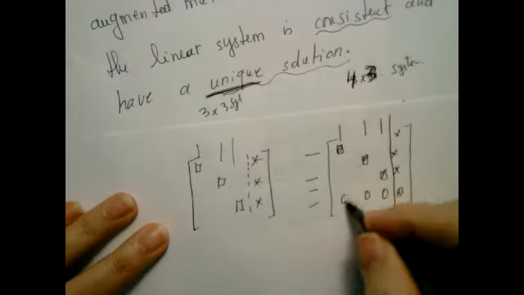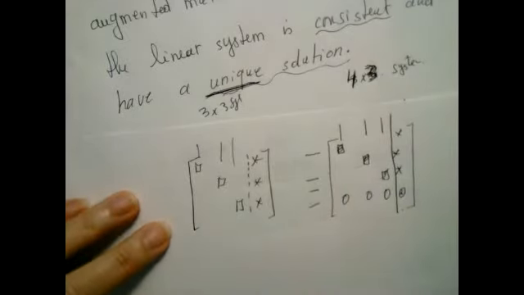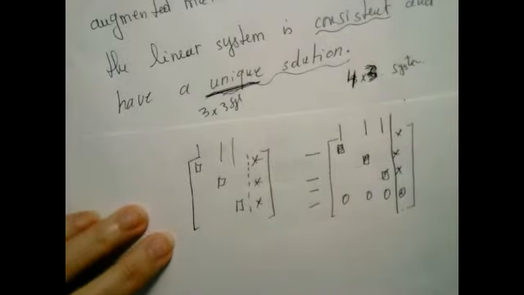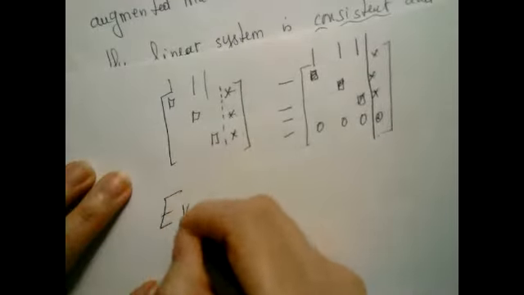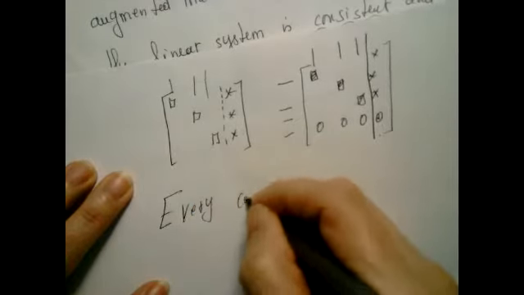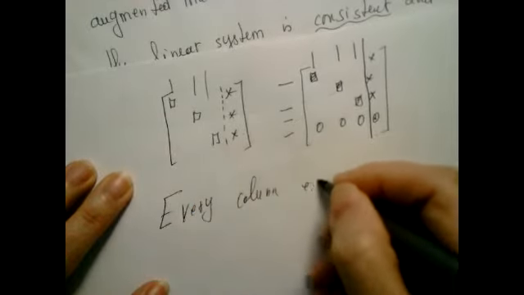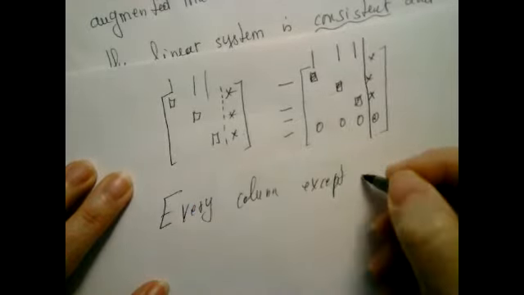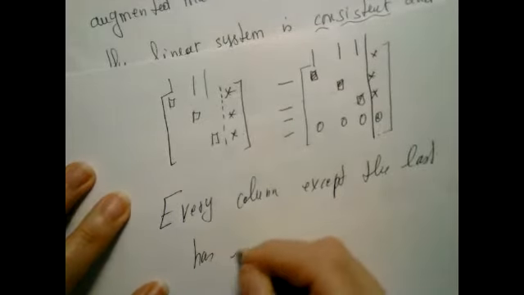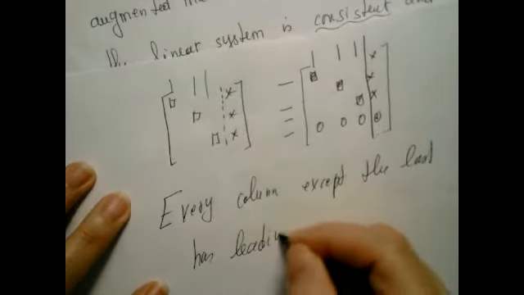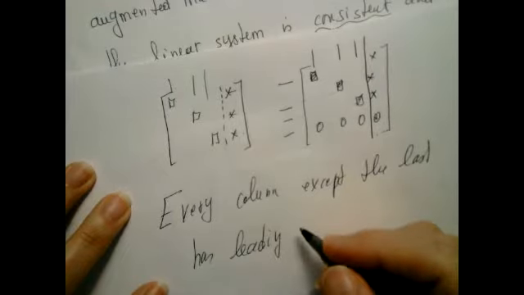So this is the picture: no leading in the last column, and you have to be very careful. The answer is, as one of your classmates said, every column except the last one has a leading entry, and the last one has no leading entry. That's what will guarantee the uniqueness and the consistency.